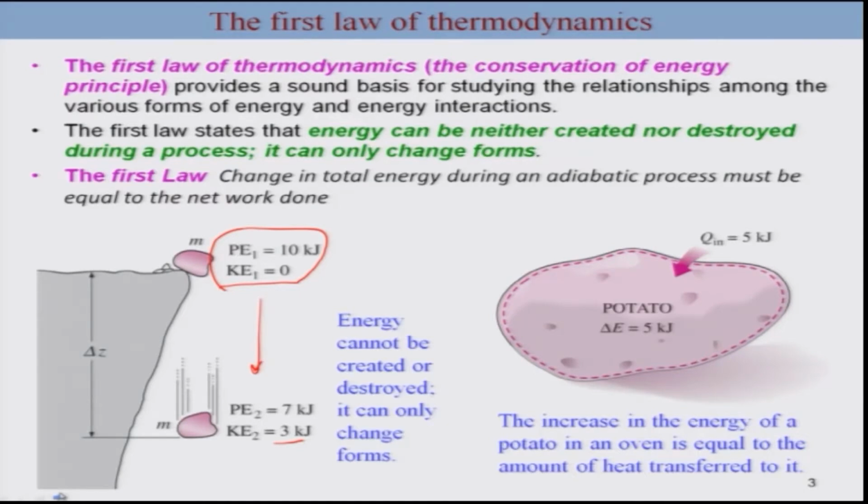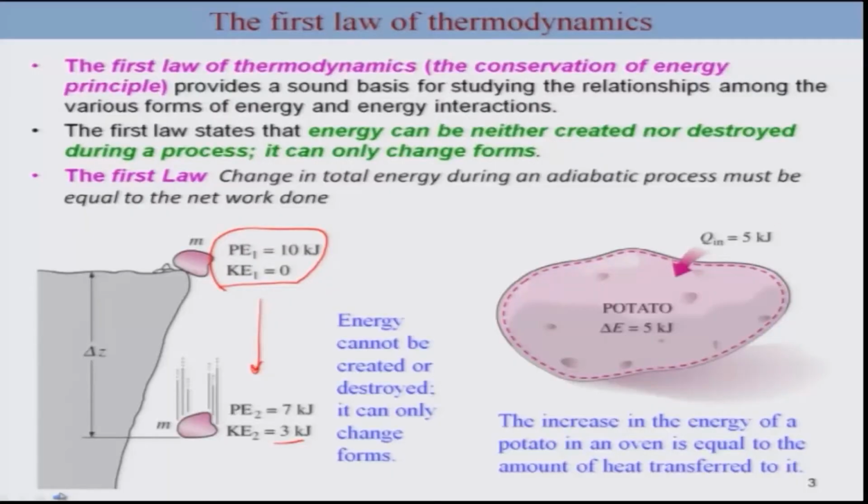For example, take a case of a potato which you put in the oven. The potato does have its internal energy, but once you transfer heat in the oven, for example the value given here, 5 kilojoule, then the thermal energy of the potato is increased by the same amount, assuming there is no loss of energy. This dashed line represents the system, and you are getting Q in from the surrounding, or from the device, which is the oven in this case.